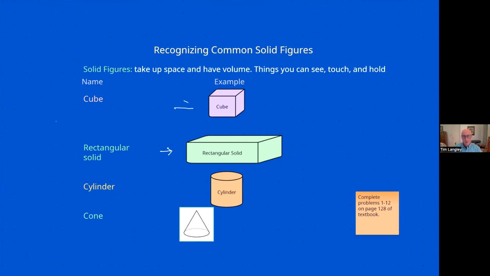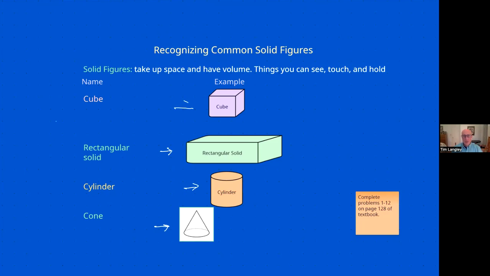A cylinder, you've got your pop can here. You might have seen giant containers that they use to store water, and those can sometimes be cylinder in shape. And then you've got something called the cone here at the bottom. A cone, you could think of like an ice cream cone, or a party hat, a hat people wear at birthday parties.